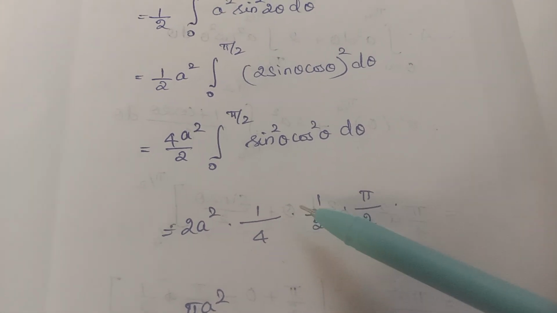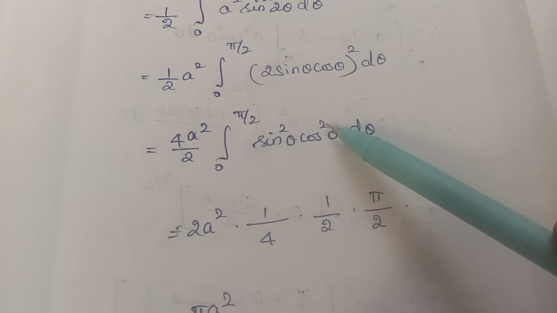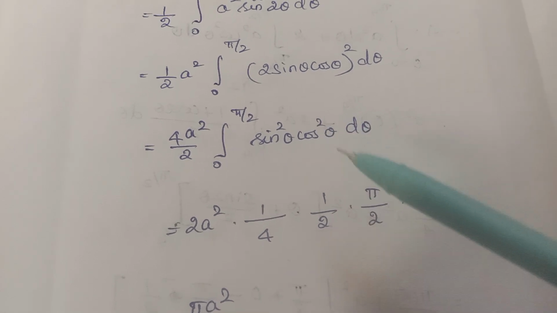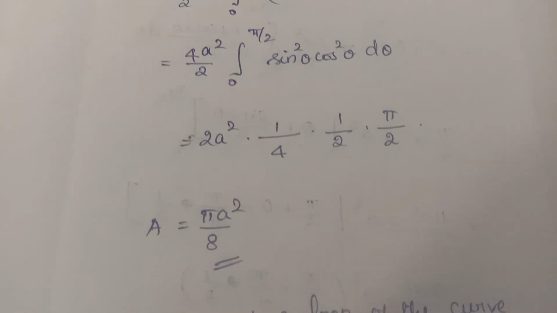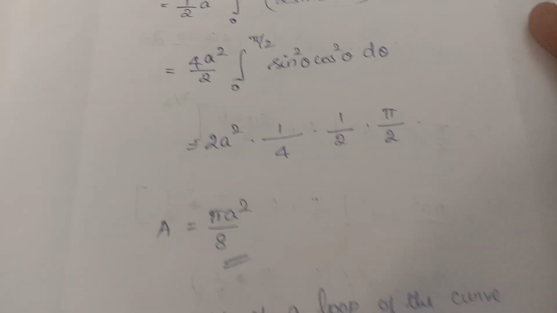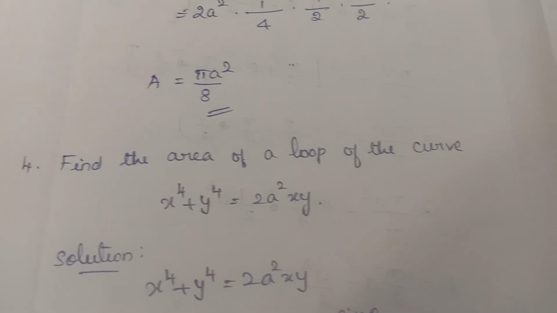That should be equal to the number of terms in the denominator also. Okay, so 1 by 4 into, and then for cos alone you have to write, so for cos power 2 is there, no? So 1 by 2 into pi by 2, because both are even, no? So pi by 2. So the answer is the area of one loop is pi a square by 8.